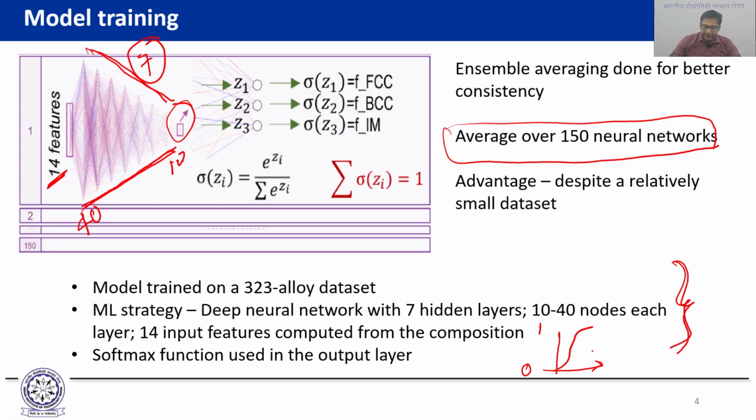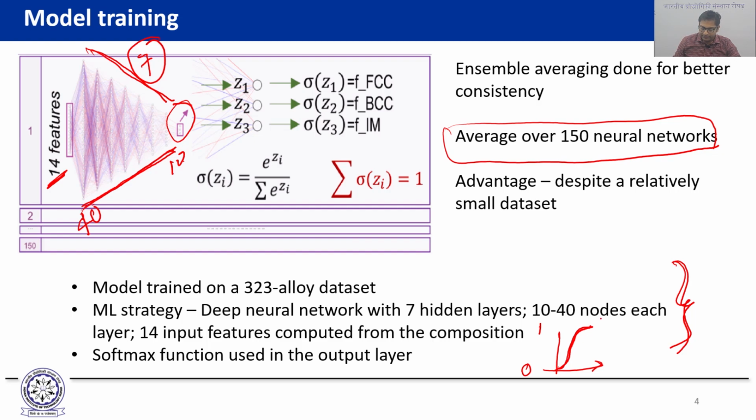So in that case, you might actually have the sum of the probability of FCC and the sum of the probability of BCC being more than 1. What really matters is that individually the FCC probability should lie between 0 and 1. Individually the BCC probability should lie between 0 and 1. And individually the intermetallic probability should lie between 0 and 1.